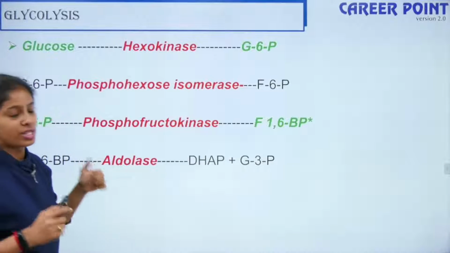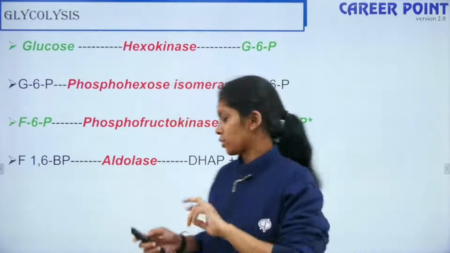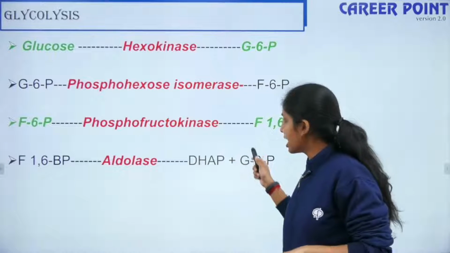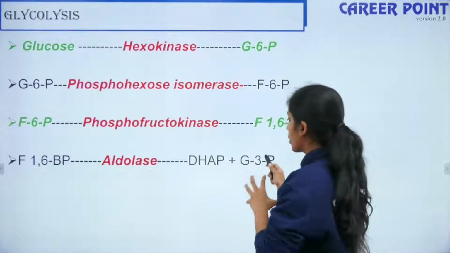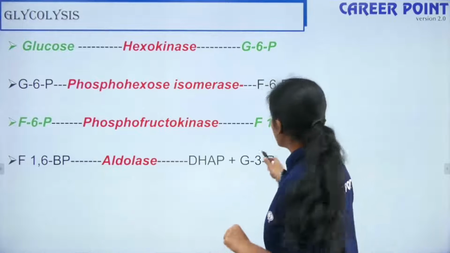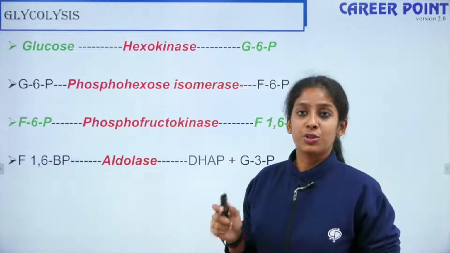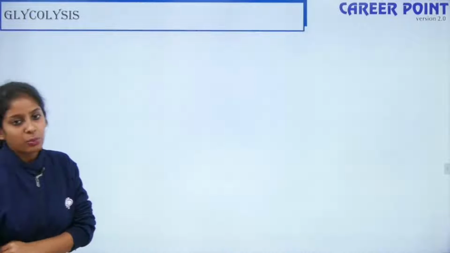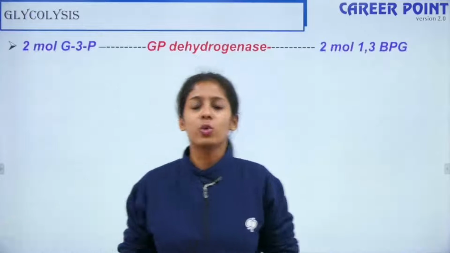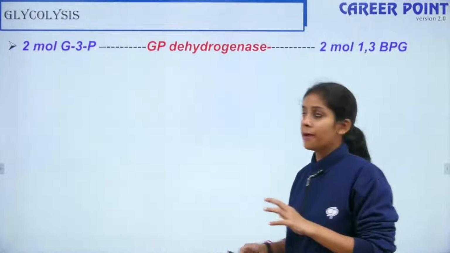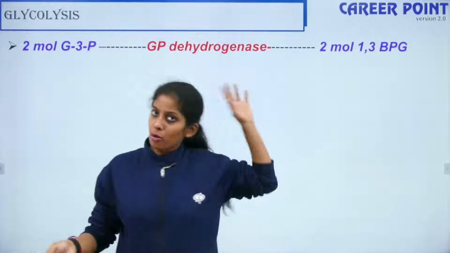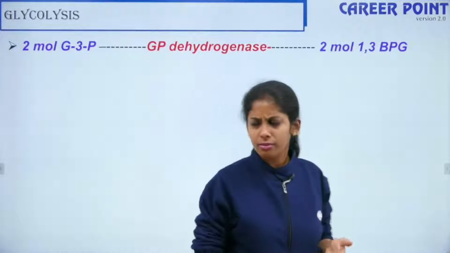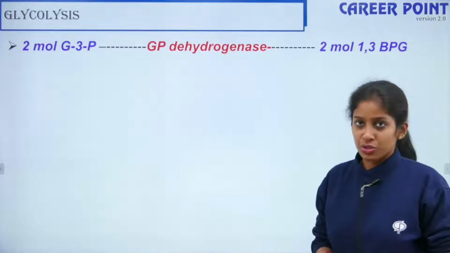So we go to the next reaction. This fructose 1,6-bisphosphate forms 2 molecules. One is DHAP, and the other is glyceraldehyde 3-phosphate. These are reversible. DHAP can be converted into glyceraldehyde 3-phosphate, and glyceraldehyde 3-phosphate can be converted into DHAP in the presence of the enzyme aldolase. Since both are interconvertible, I take 2 molecules of glyceraldehyde 3-phosphate, because DHAP will also follow the same end. Right? So I have 2 molecules of G3P.